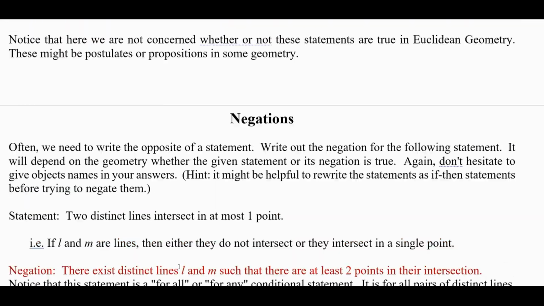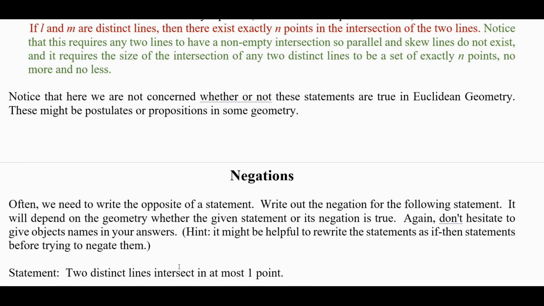Another thing that we have to do sometimes is negate a statement. So we want the opposite of a statement. In other words, we want to see what does it take to make that statement false. So see if you can write out the negation of the following statement. It will depend on the geometry whether or not the given statement or its negation is true. And again, don't hesitate to give objects names in your answers. So it might be helpful to rewrite the statement as an if-then statement before trying to negate it. So here's the statement. See if you can rewrite it as an if-then and then write down the negation. 2 distinct lines intersect in at most 1 point. Press pause, work this out, and then come back.